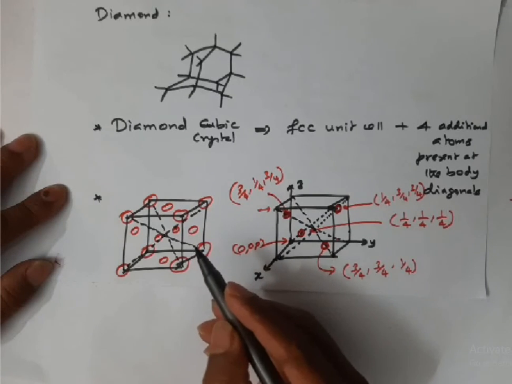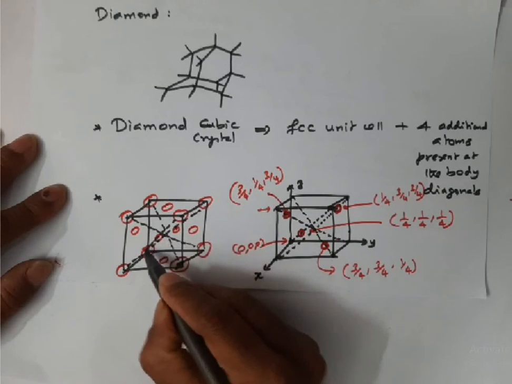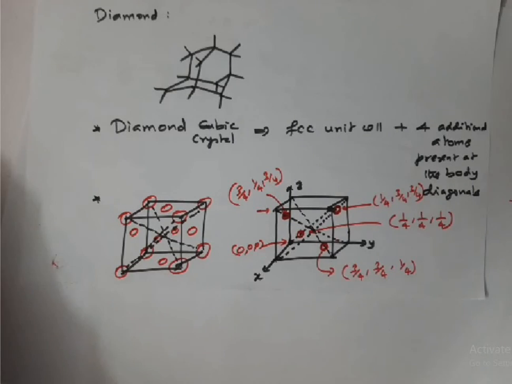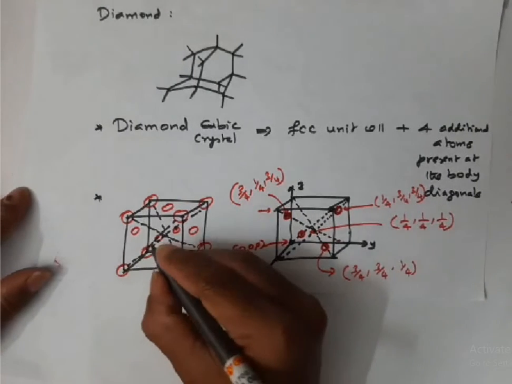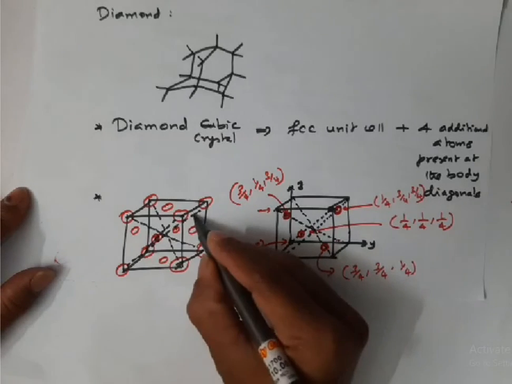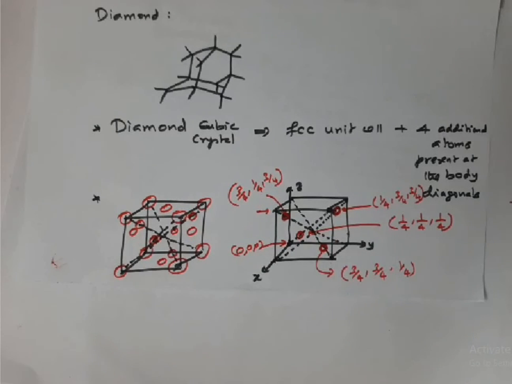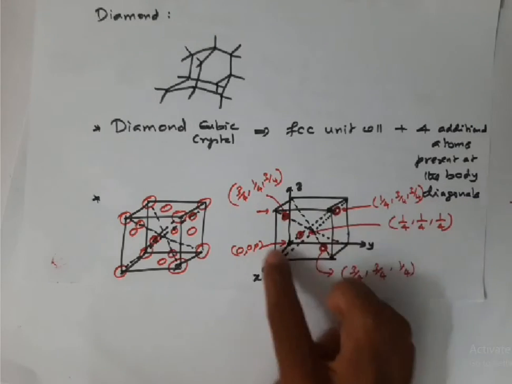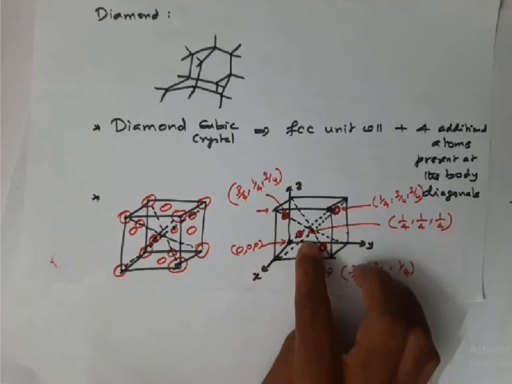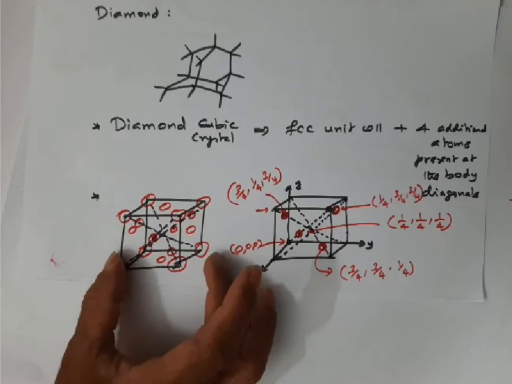So we have 4 body diagonals. And these are the atoms. Here I place 1 carbon atom, and here I'll place 1 carbon atom. Here I'll place 1 carbon atom, and here I'll place 1 carbon atom. Is this clear? Students, the idea is very simple. You take an FCC unit cell, place 4 atoms in the body diagonals, and the 4 atoms are supposed to be placed like this. If you place it, you will get what is called diamond cubic crystal.